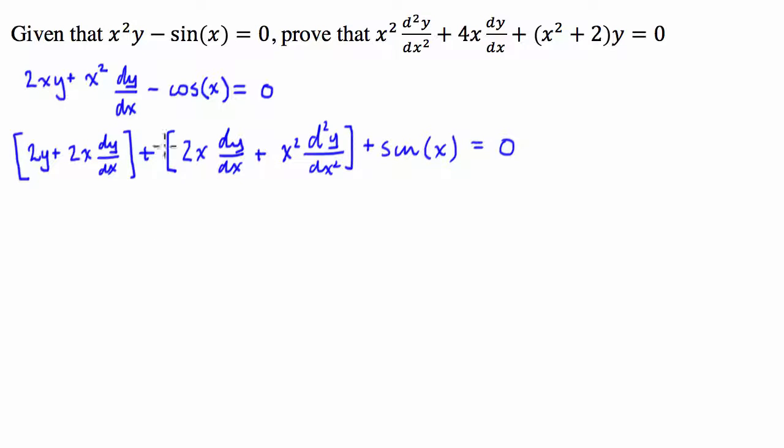What we're going to do now is get rid of the brackets and do a bit of grouping. So let's keep the 2y. So we've got just 2y plus, now we've got 2x dy dx plus 2x dy dx, which will be 4x times dy dx. And then we have plus this x squared term.